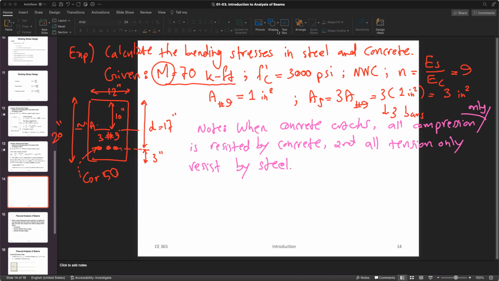So if I want to show the cross section after cracking based on this assumption, does that make sense for you if I say, all right, if this is my neutral axis, a portion on top, which is under compression, is to be resisted by concrete. The bottom, only steel will resist.